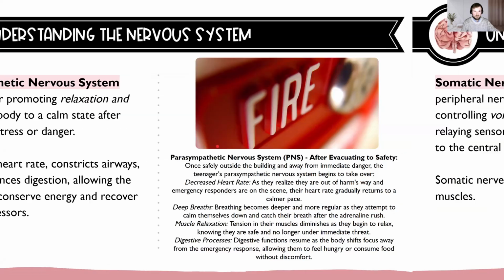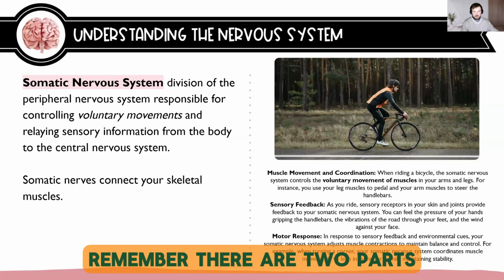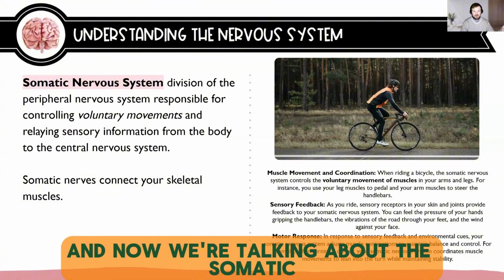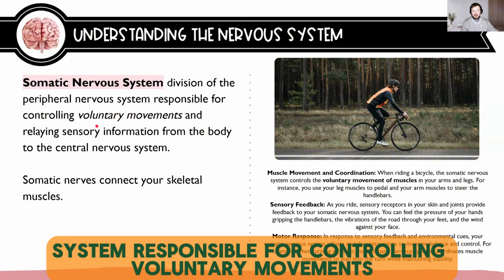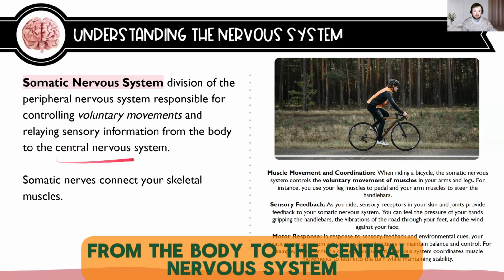Deep breathing. Your somatic nervous system is the other half of your peripheral nervous system. Remember, there are two parts, the autonomic and the somatic. I talked about the autonomic, and now we're talking about the somatic. The somatic is the division of the peripheral nervous system responsible for controlling voluntary movements and relaying sensory information from the body to the central nervous system.